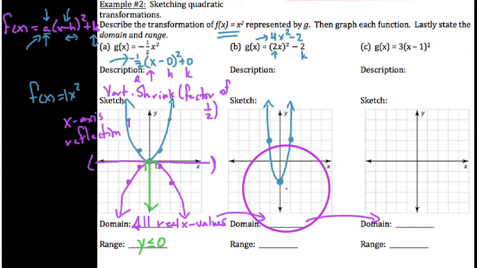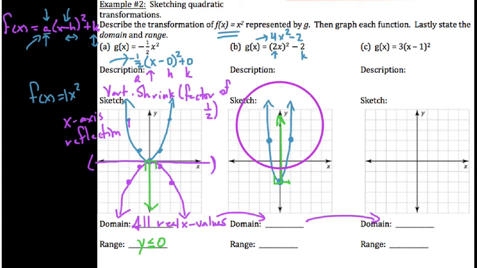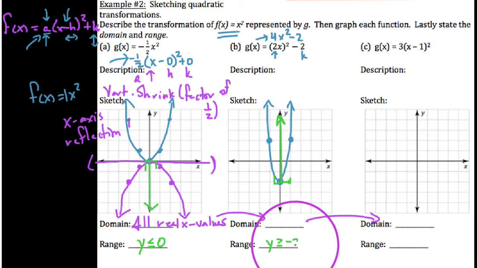So we would say that this g of x here has a domain of all real x values, and it seems to me that it covers all y values greater than or equal to this one right here, which would be y greater than or equal to negative 2.